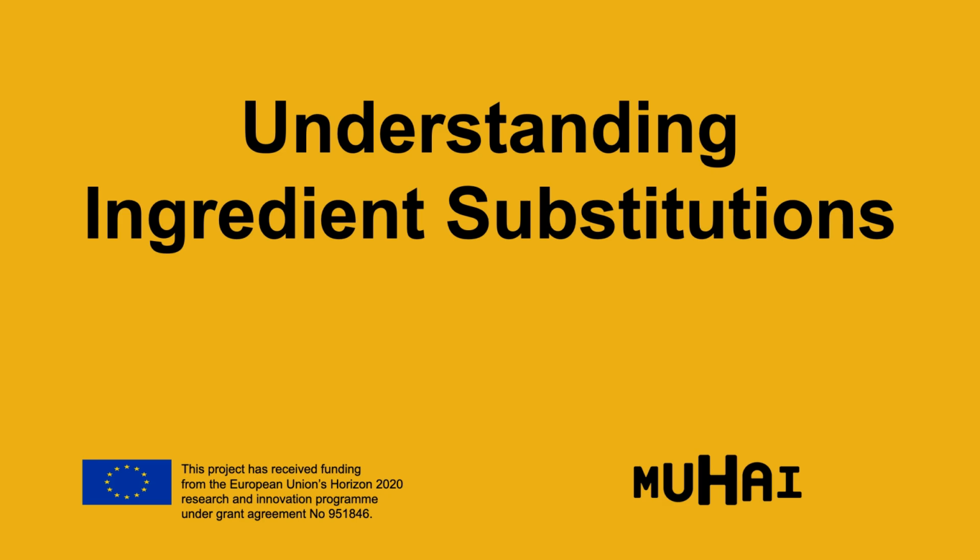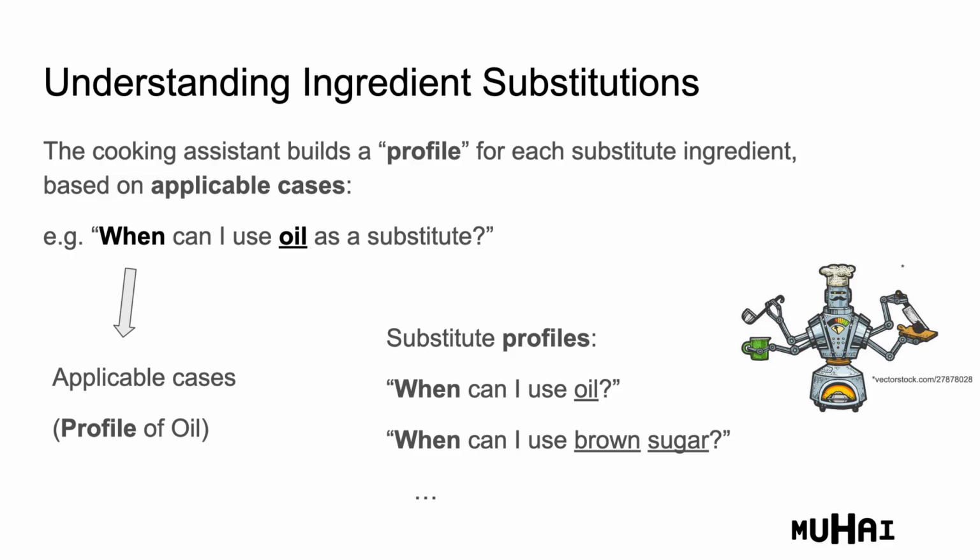In this video, we will go over the general process of how the cooking assistant understands to substitute ingredients in recipes. The goal is for the cooking assistant to know when each ingredient can be used as a substitute. To do so, it builds profiles for each substitute based on applicable cases it has seen in the past.